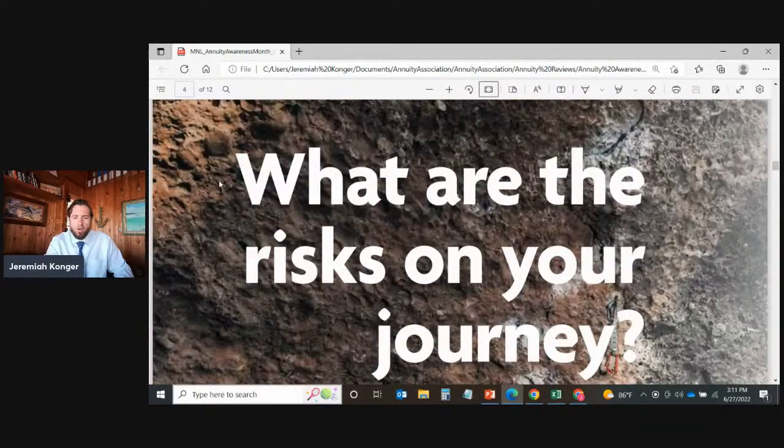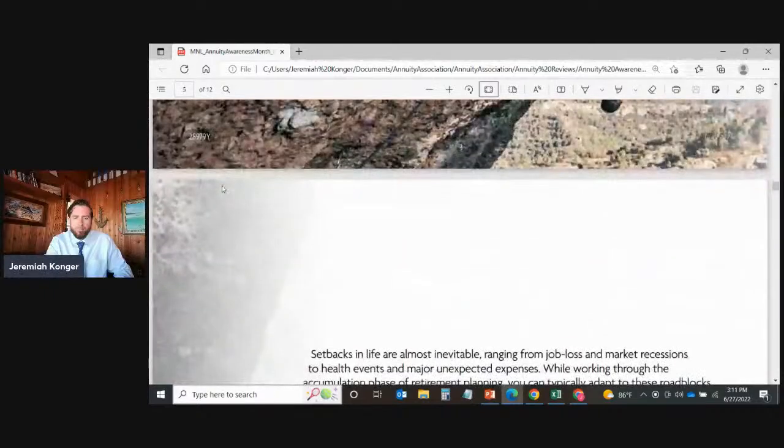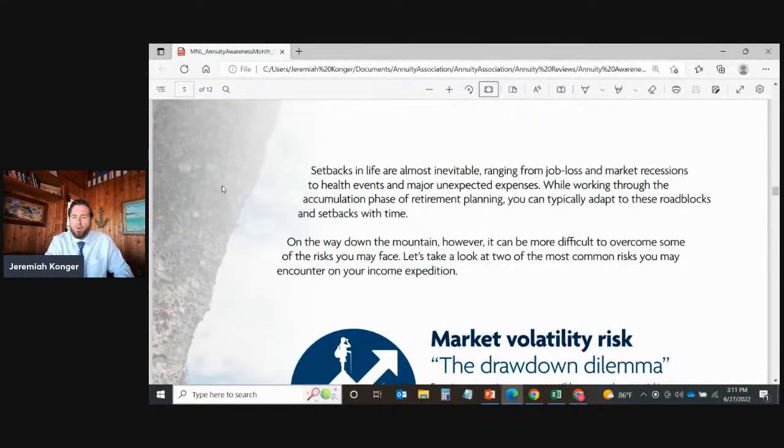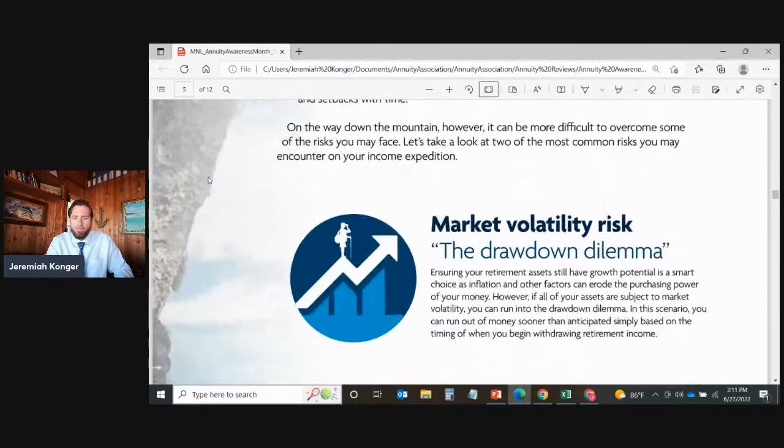So what are the risks on your journey? Setbacks in life are almost inevitable, ranging from job loss and market recessions to health events and major unexpected expenses. While working through the accumulation phase of retirement planning, you can typically adapt to these roadblocks and setbacks with time. On the way down the mountain, however, it can be more difficult to overcome some of the risks you may face. Let's take a look at two of the most common risks you may encounter on your income expedition.